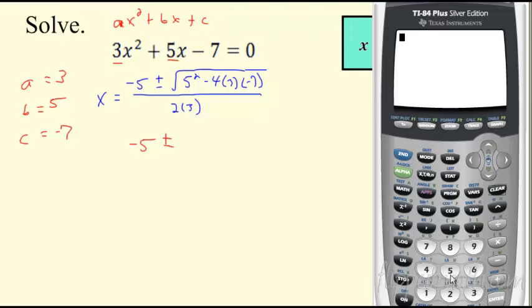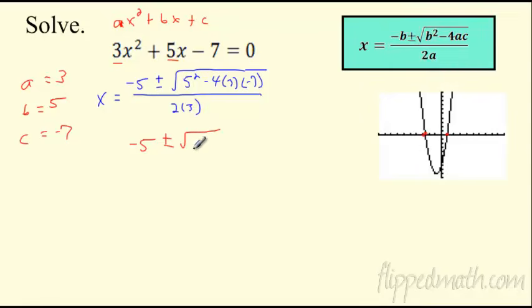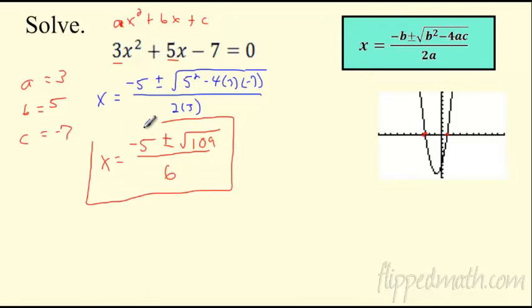Maybe I didn't even know that. I can type it in just like this: 5 squared minus 4 times a times c, and that is a negative 7. So this is everything underneath the square root. Hit enter. Boom, it's 109. So I'm looking at the square root of 109 all over what 2 times 3 is, 6. Now this is much cleaner. This is much better. In fact, this is what a lot of people would say is an answer.